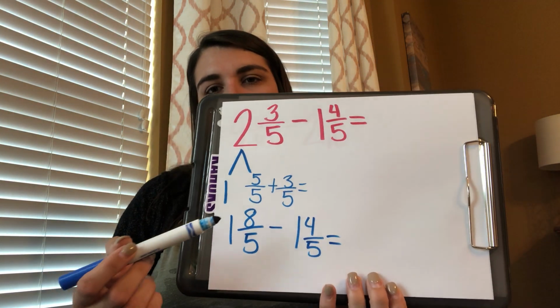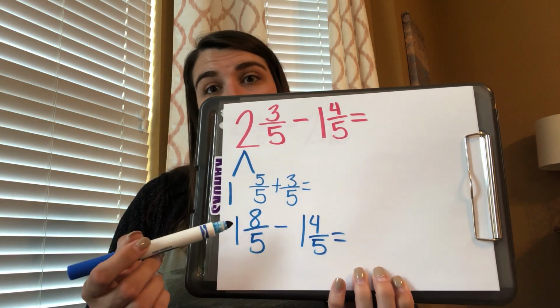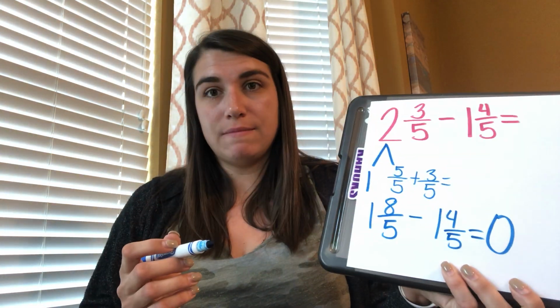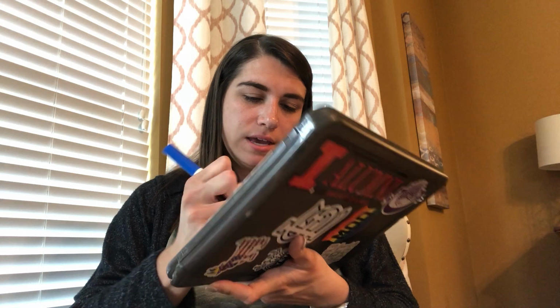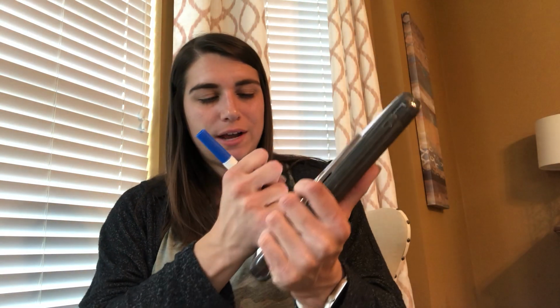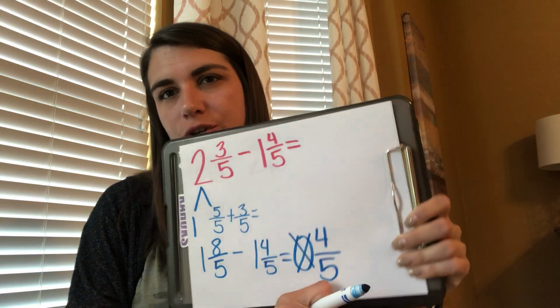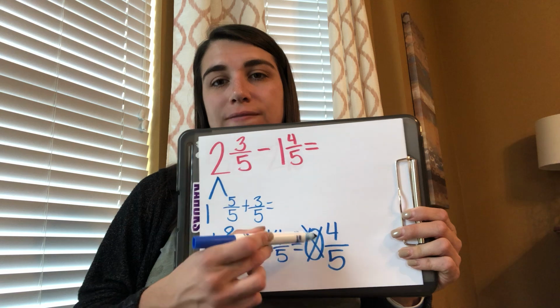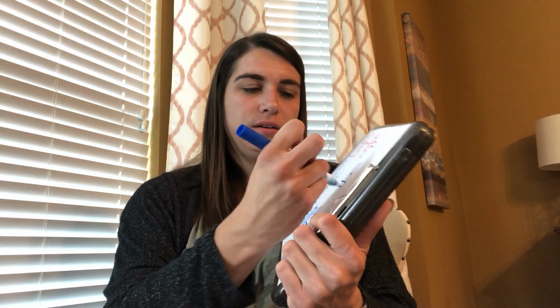So the first thing we're going to do is we're going to take our whole number and subtract. So 1 minus 1 is 0. And then 8 minus 4 is 4. And our denominator stays the same. So our final answer is 4/5. We don't have to write that 0 if you don't want to. I just do it just to hold my place to know that I've already subtracted my mixed numbers. But your final answer would be 4/5.